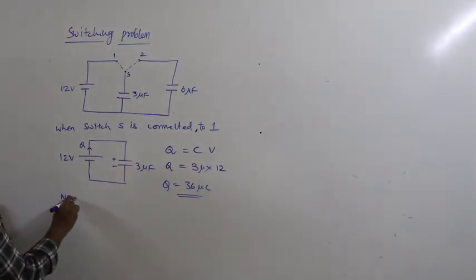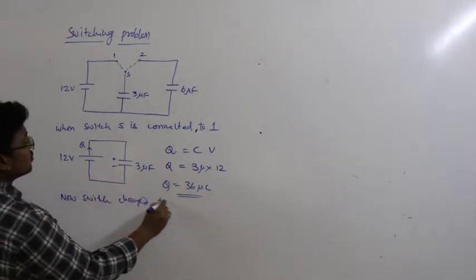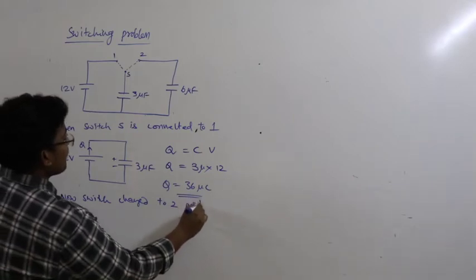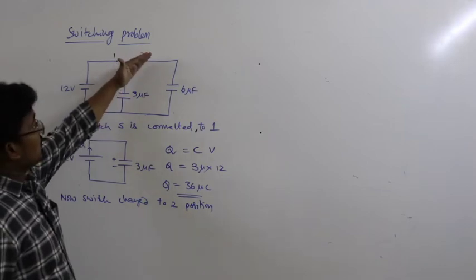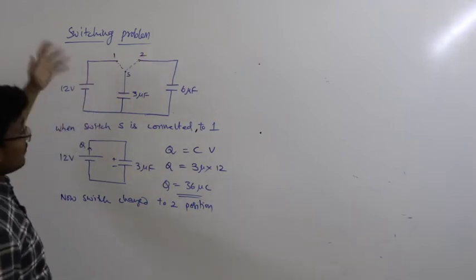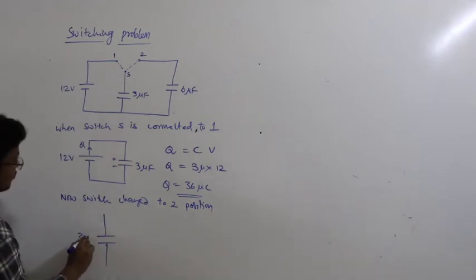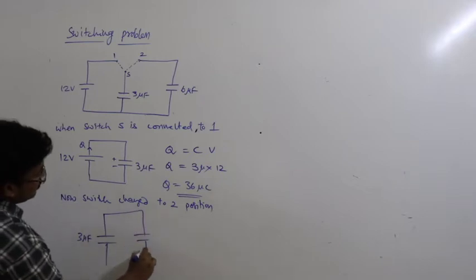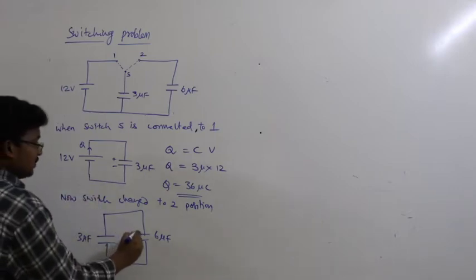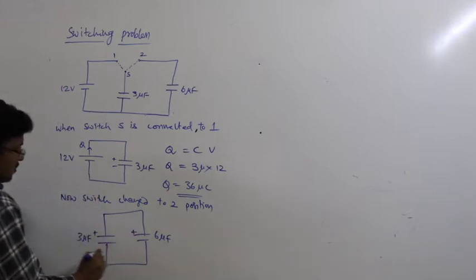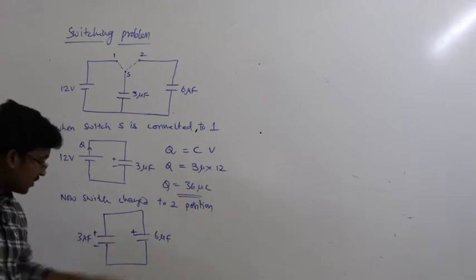Now the switch changes to the second position. It means this one is not connected, so the battery will not be coming into the circuit. Now the circuit will be only this 3 micro, and now this 6 microfarad comes in, and take this as plus, this as already plus. It means that positive ends are connected, negative ends are connected.